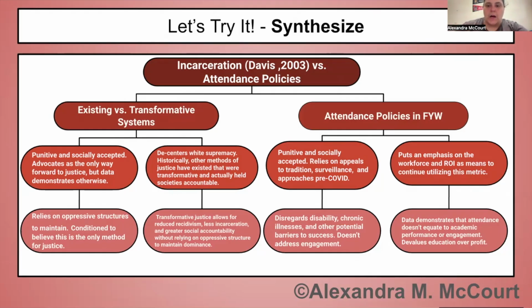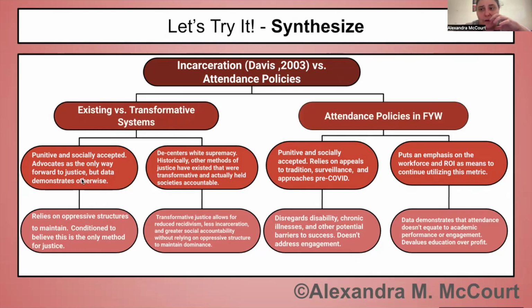So if attendance policies are punitive and socially acceptable, but so is the current existing system of incarceration that we have, and attendance policies rely on this appeal to tradition. This is how we've always done it. We use it as a tool for surveillance, and this is the only way that we could really truly measure engagement. Well, so does the existing system of incarceration.